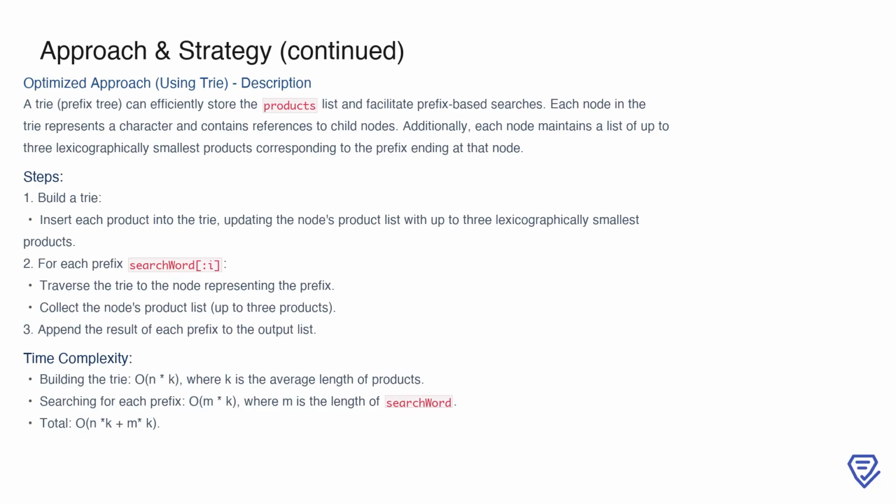The time complexity here is n*k for building the tree, where k is the average length of the products, and m*k for searching through the prefixes of the search word. The total complexity is n*k plus m*k. By pre-processing the products into a tree, we achieve fast and efficient prefix lookups, making this an excellent choice for implementing a search suggestions system.